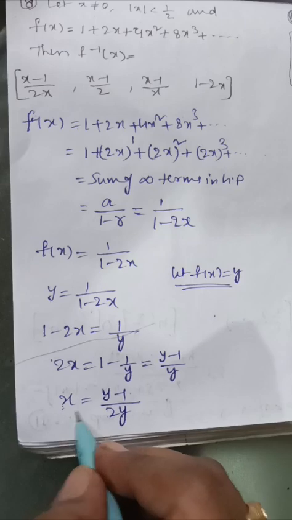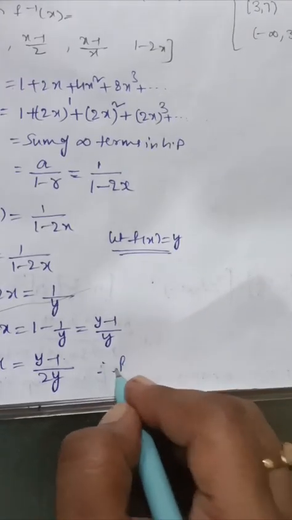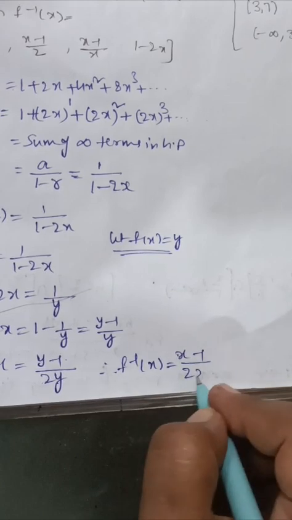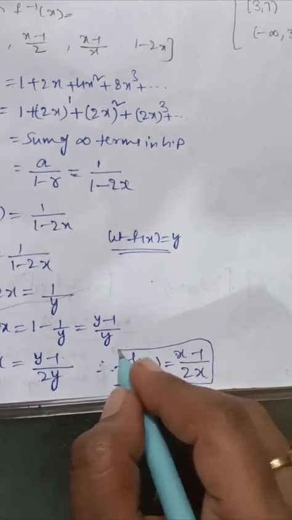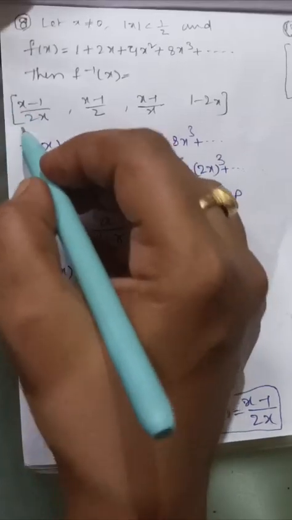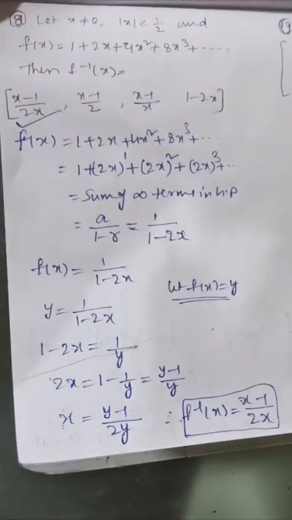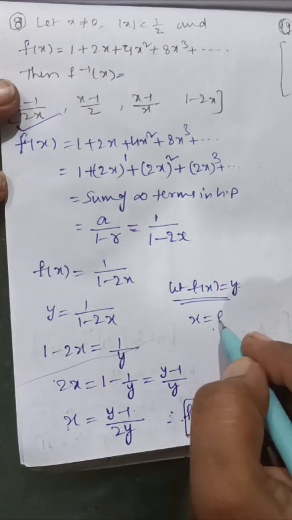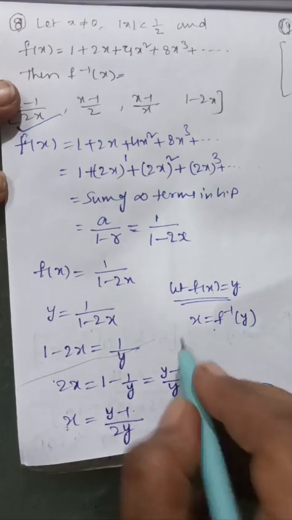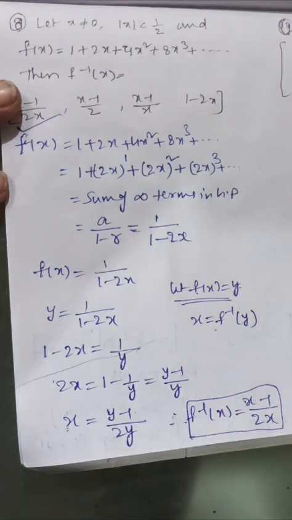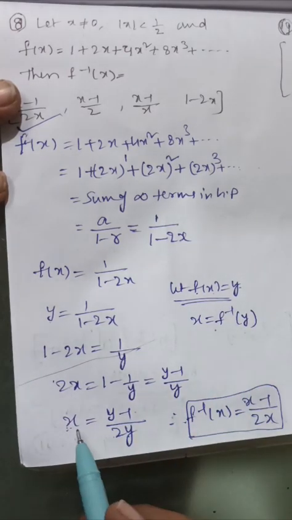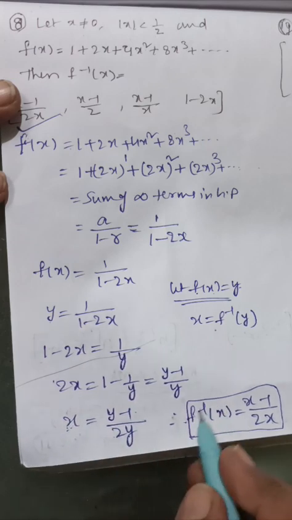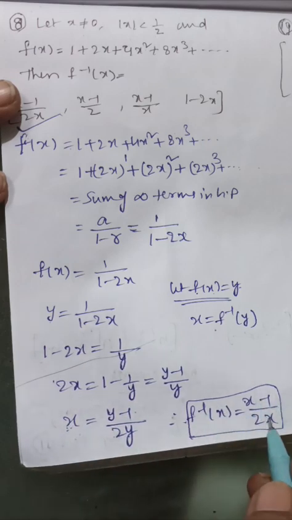So after getting x, you can write directly f inverse of x. f inverse of x is x minus 1 by 2x. So this is f inverse of x, x minus 1 by 2x. Because f of x equal to y means x equal to f inverse of y. So f inverse of y is defined in y terms, which means f inverse of x can be defined in x terms.